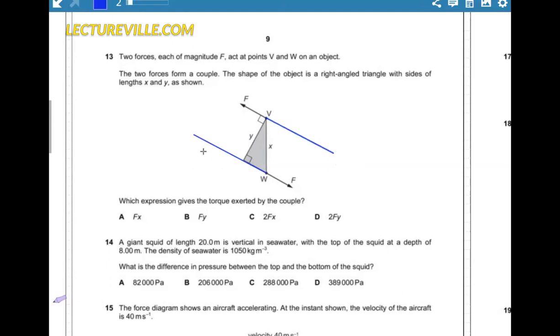Now, if these are two parallel lines, what will be the perpendicular distance between these two lines? Will it be x or will it be y? Give it a thought. I think you have figured out it is y. Y is the perpendicular distance. So the turning effect will be, if we consider one of them as a reference force, F into y, Fy. So the answer is B.